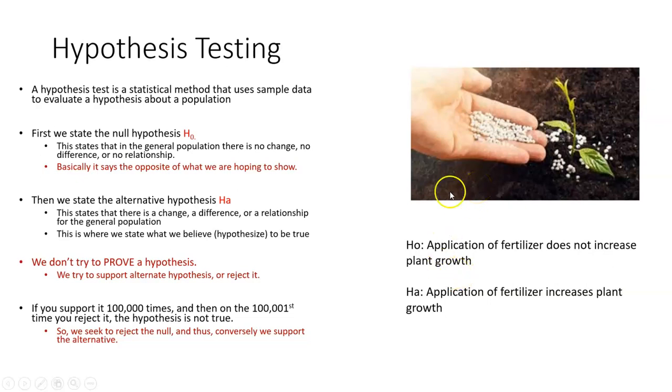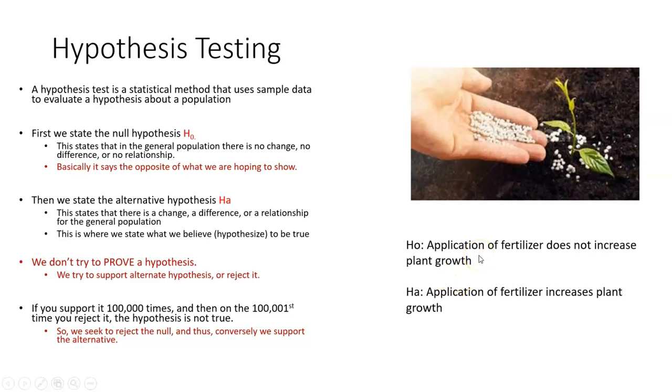In this case, I apply fertilizer to the plant. So what I'm trying to see is whether application of fertilizer really increases the size of the plant, or the plant growth. So what I'm trying to prove is application of fertilizer increases plant growth, and the opposite of that, that is your H naught, is application of fertilizer does not increase plant growth, right? Are you understanding this?